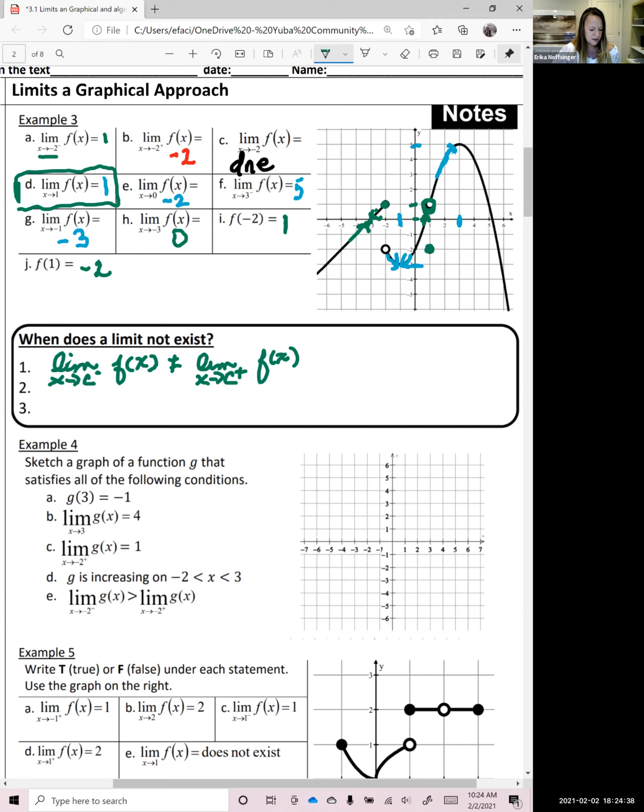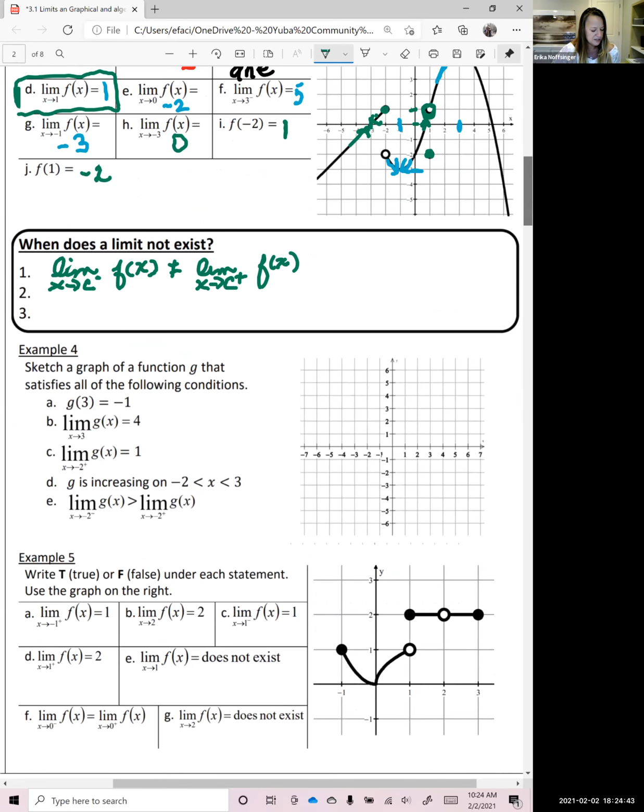So the first condition is g of 3 equals -1. What that means to me is that when your x value is 3, it's equal to -1. So our y value is -1. So I have to have a point when x is 3, y is -1. So we might as well just put that in there for now and put a closed circle.